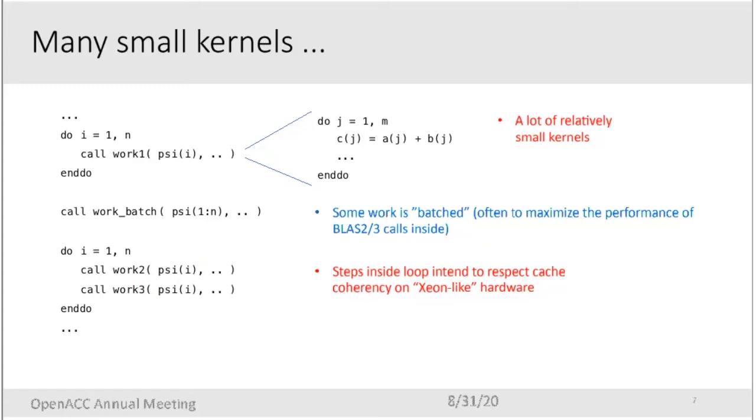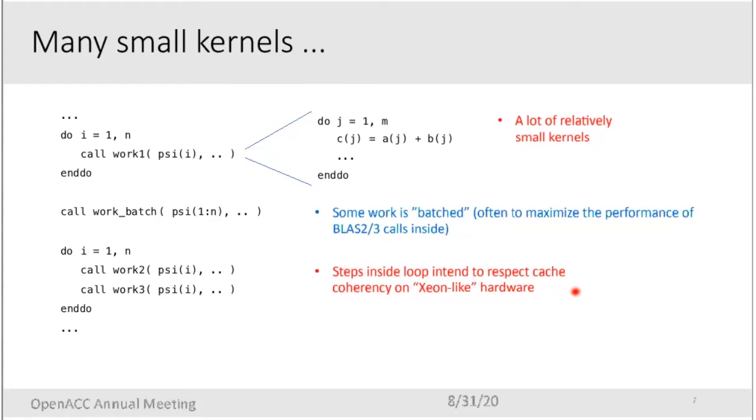The problem with this is that the work that is done on one orbital often leads to fairly small kernels. From an OpenACC or a GPU perspective, we have a lot of small kernels. Some of the work is batched, like I said, and that is often done to maximize the performance of BLAS 2 and 3 calls inside of these routines. On the other hand, a lot of the steps that are done inside the loops are partitioned this way to respect the cache coherency on Xeon-like hardware. So that is done for a reason.